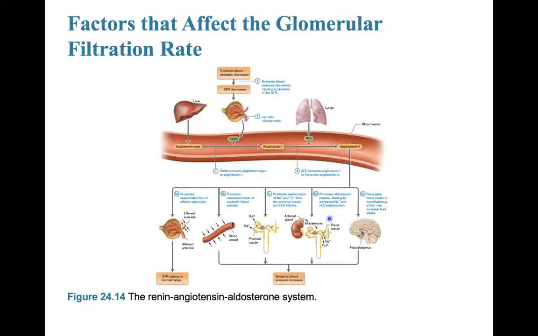So here you can see systemic blood pressure decreases, your GFR decreases. This causes renin to be released. And renin will activate angiotensinogen into angiotensin I. Angiotensin I gets activated into angiotensin II.